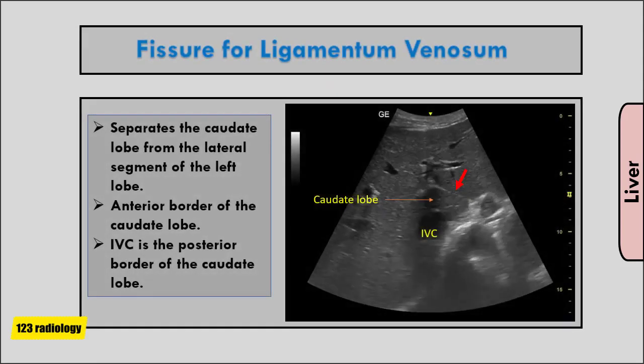So, going through evaluating more anatomy of the liver, looking at the fissure for ligamentum venosum. This is important to look for because it separates the caudate lobe from the lateral segment of the left lobe. It is the anterior border of the caudate lobe, with the IVC being the posterior border of the caudate lobe.